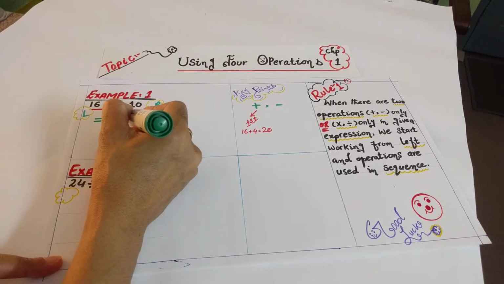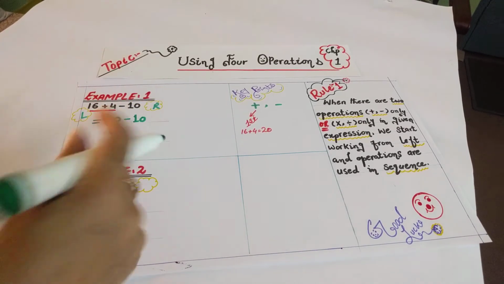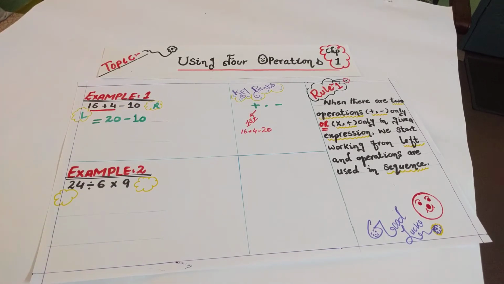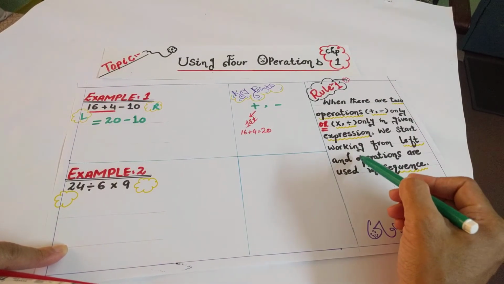We will not change the position or place of the number and operation. Clear? Now come to the second one. Our second operation is minus. What's the rule?